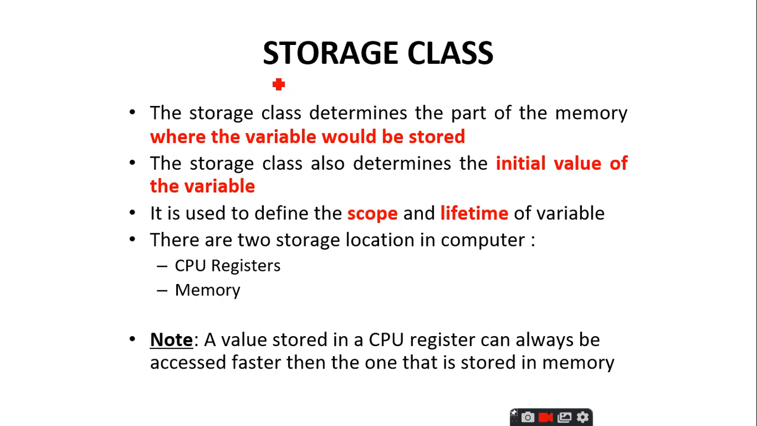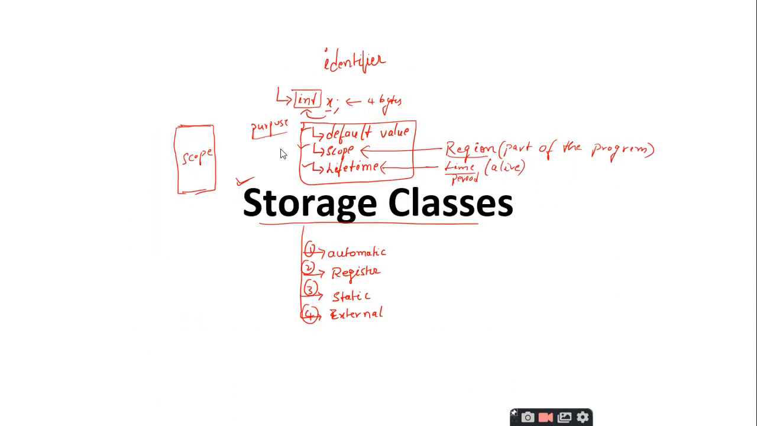As I told you, a storage class determines the part of memory where the variable is stored. This is very important, right? Why do we specify the storage class? In addition to the default value, scope and lifetime information, it also specifies where the variable is stored. In general, we know very well that variables are stored in the memory. So we have two types of memory, that is the primary memory and secondary storage.